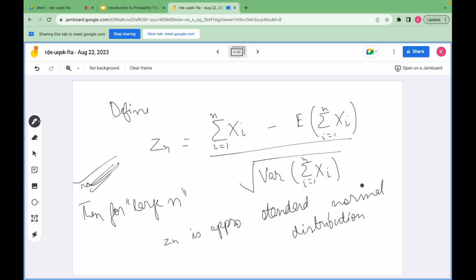Okay, so now we will try to solve a few questions based on these concepts.